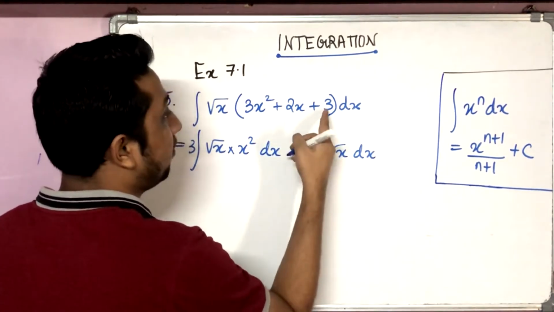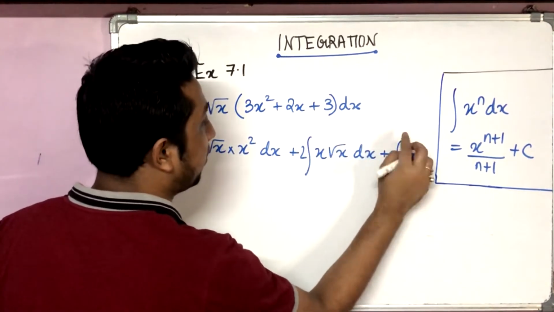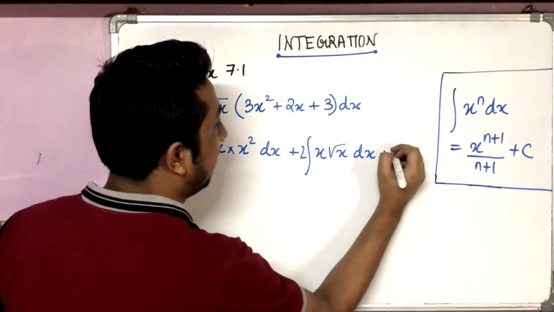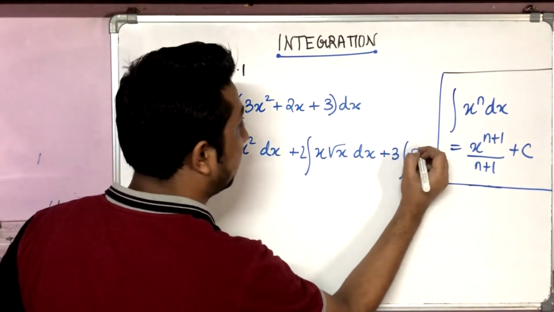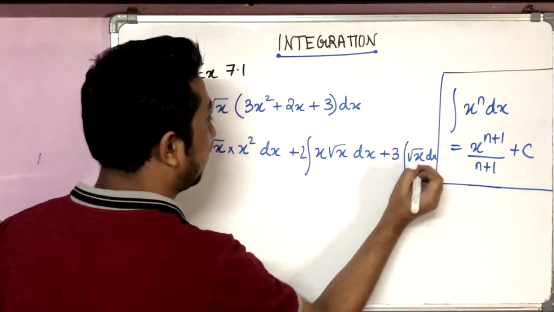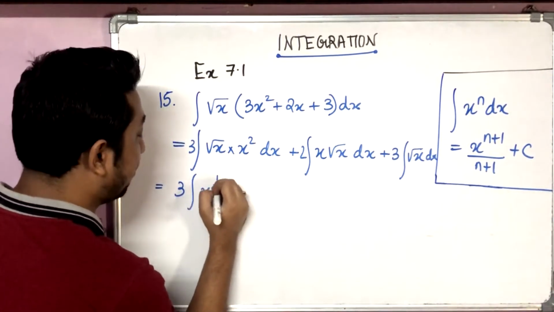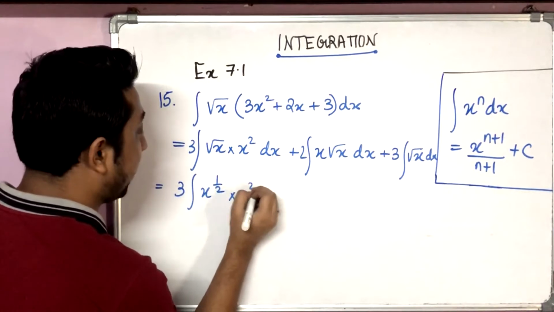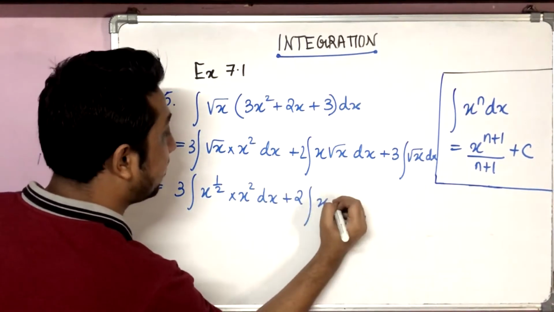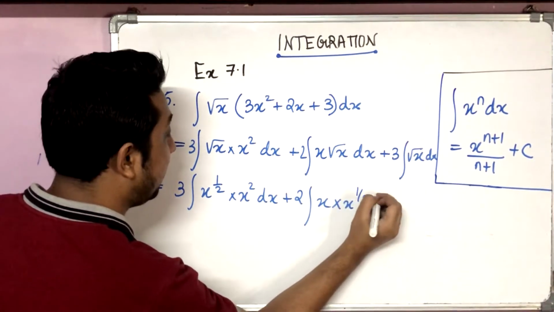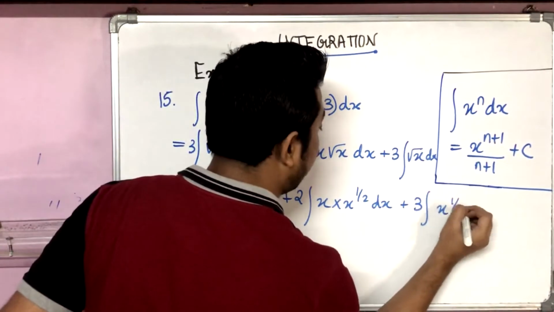dx plus 3 into root x dx, उसके लिए भी इंटीग्रल सेपरेट हो जाएगा एंड 3 बाहर आ जाएगा. सो 3 इंटीग्रल रूट x dx. तो यहाँ पे हमको मिलेगा 3 integral x to the power half into x square dx plus 2 integral x into x to the power half dx plus 3 integral x to the power half dx.